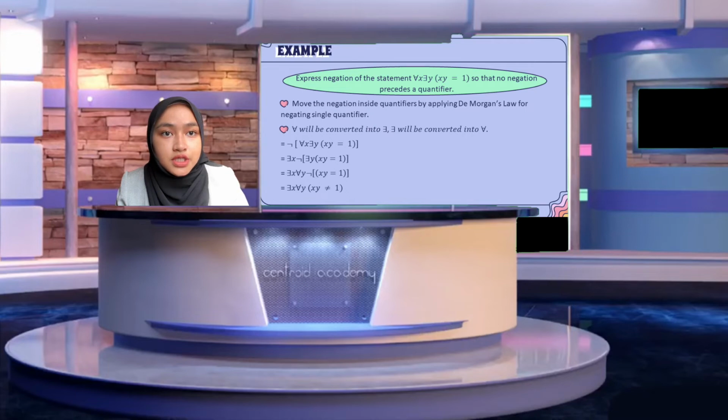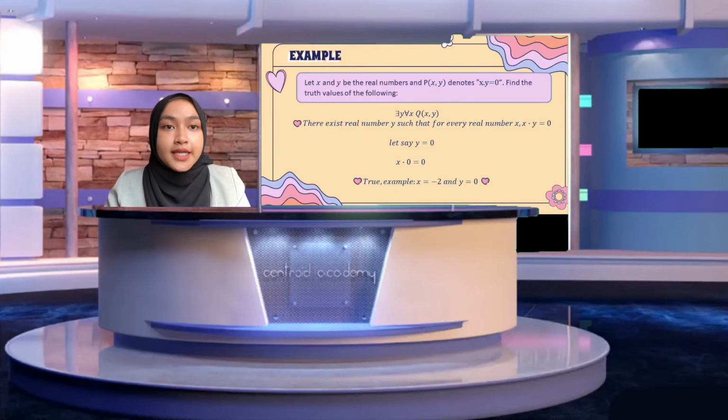And for this question, first we need to negate for all, and it will be converted into there exists. And secondly, we need to negate there exists, and it will be converted into for all. And lastly, we need to negate xy equal to 1, and it will be converted into xy not equal to 1.